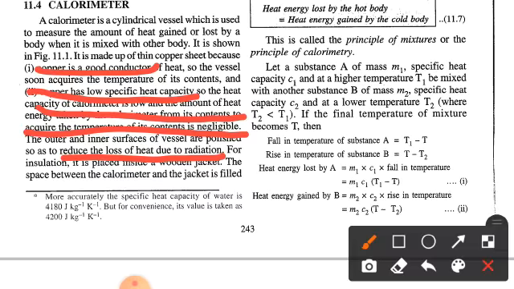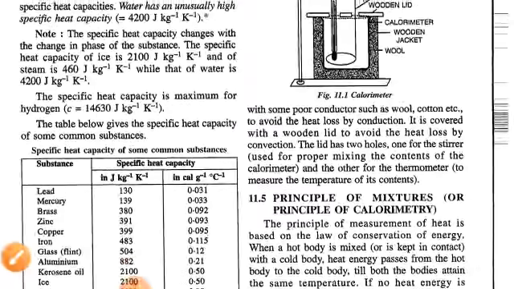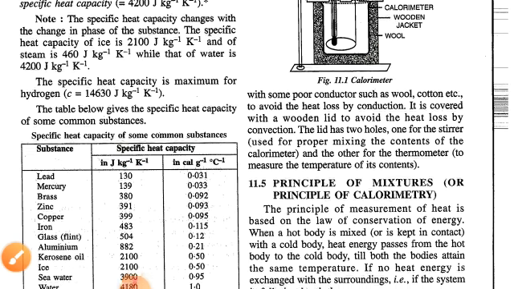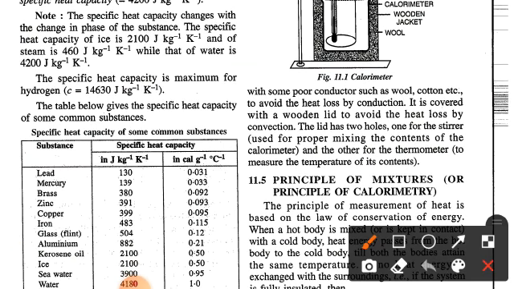The space between the calorimeter and the jacket, meaning the outer layer. Here you can see the outer layer is the jacket and the inner layer is your calorimeter, and we fill the space between the wooden jacket and the calorimeter with poor conductors such as wool, cotton, etc. Why do we insert wool or cotton here? Because to avoid the heat loss by conduction. Clear? It is covered with a wooden lid to avoid the heat loss by convection.